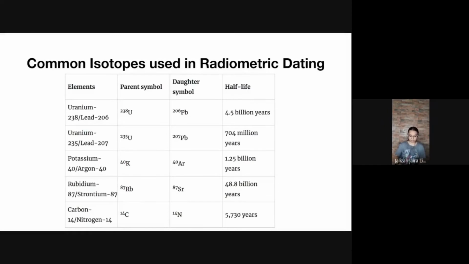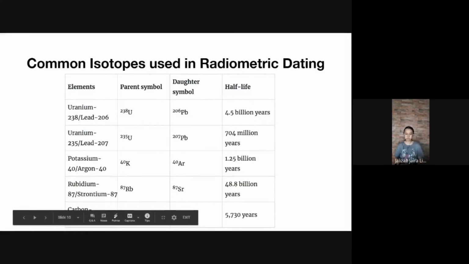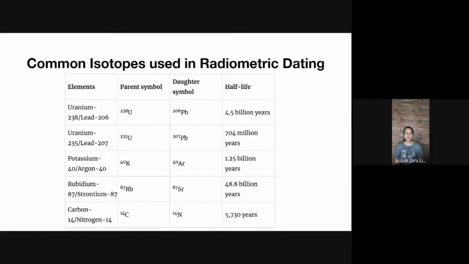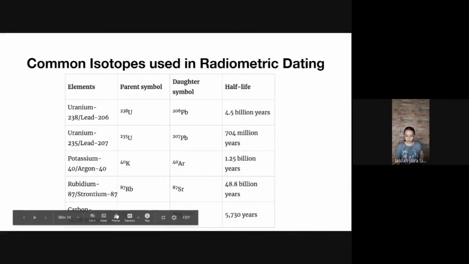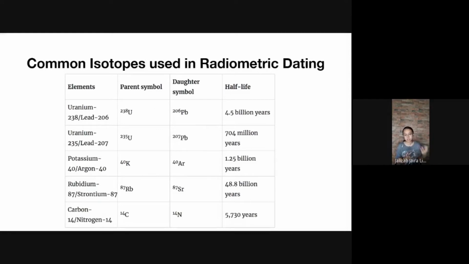So we have carbon 14, and carbon 14 here is the parent isotope. Eventually, the daughter isotope is nitrogen. So for every half-life, the carbon turns into nitrogen. Carbon turns into nitrogen in every 5,730 years for this particular isotope.